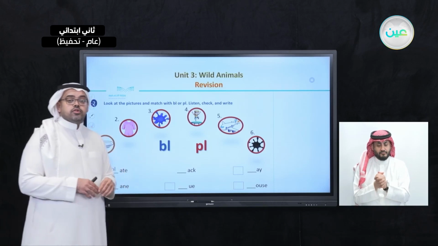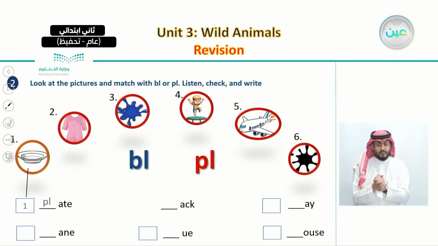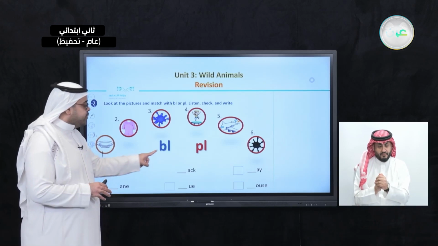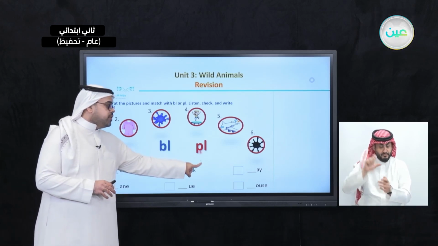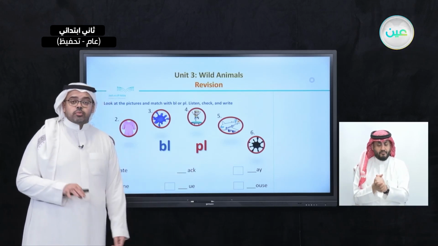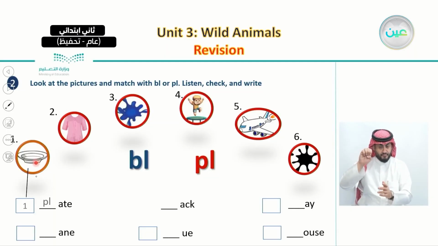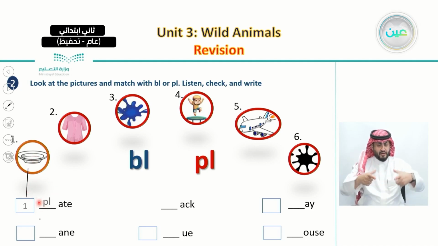So we did the first example. As you can see here, we have 6 different pictures, and we need to match them with their words. And most importantly, we need to continue these words with either BL or PL. So the first example here is already answered for you, which is this one, that this picture matches this word that starts with the PL sound, as in plate, plate.